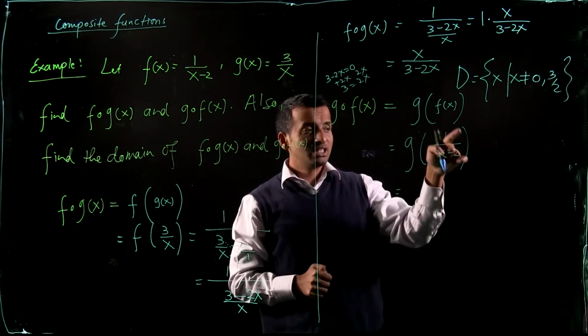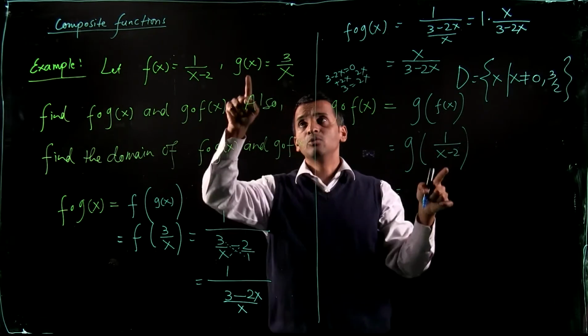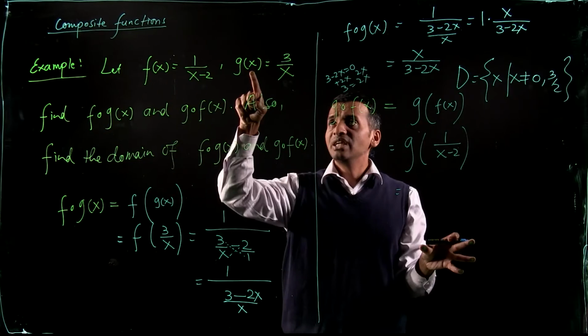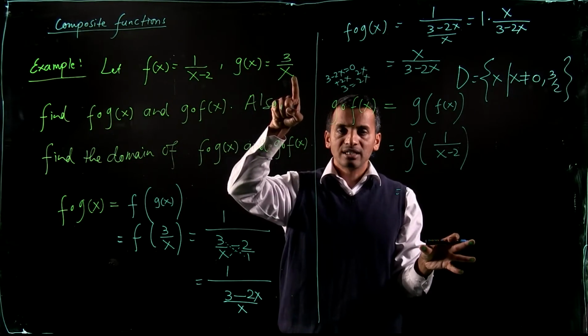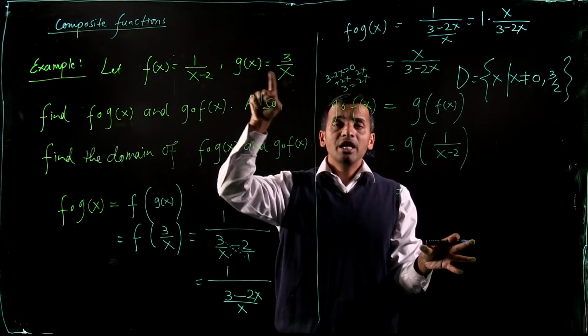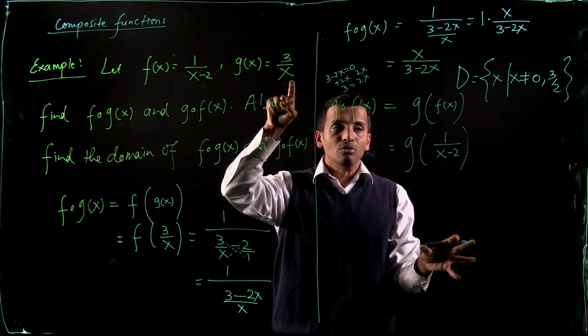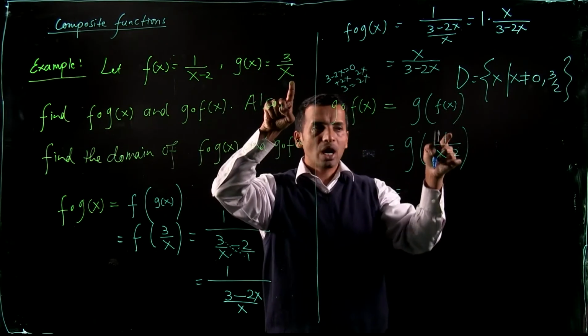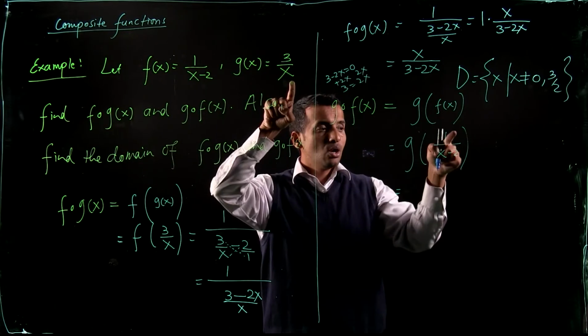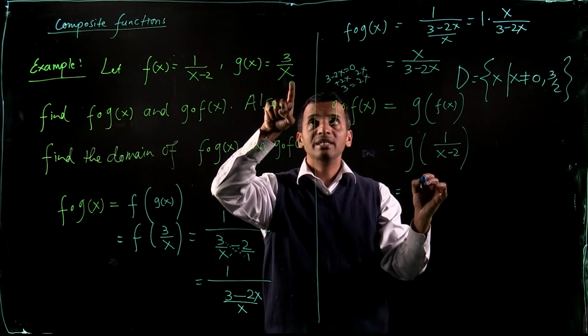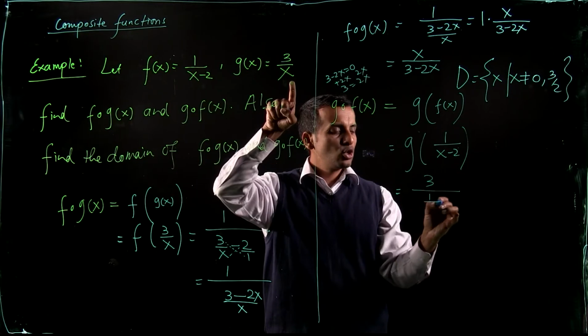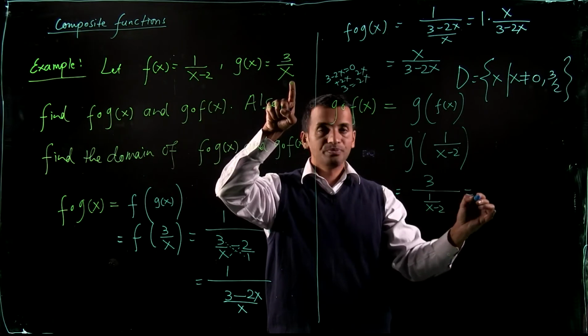So the input for g is 1 over x minus 2. If there is x in g, then the output will be 3 over x. Whatever input you have, you divide 3 by that input, right? So here our input is 1 over x minus 2. So what you do is 3 over 1 over x minus 2.